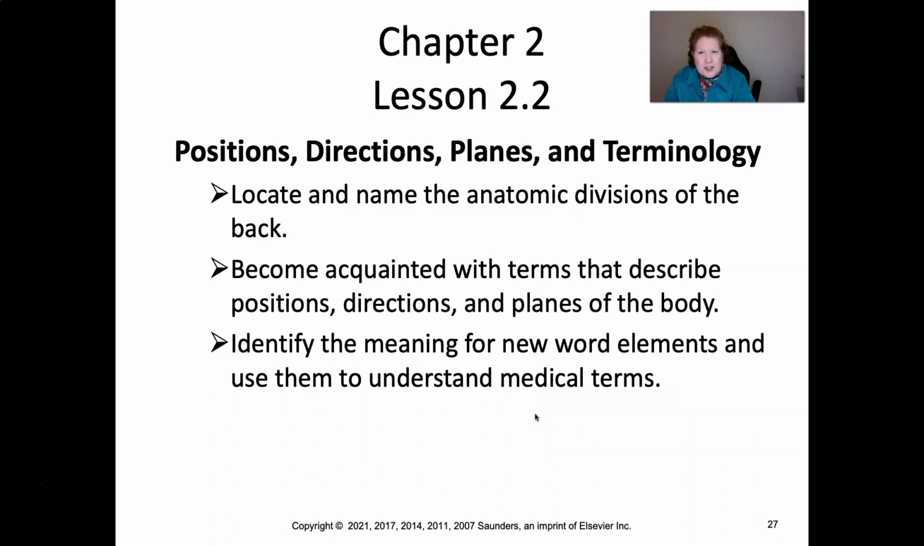This next section is very, very important. And if you are doing really well with other things, make sure you study the positions, directions, planes of the body, because those are things that you really have to know.